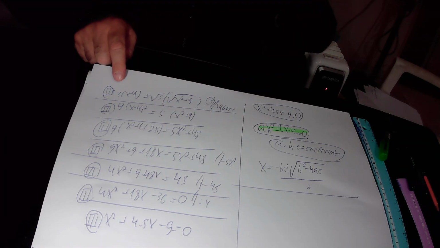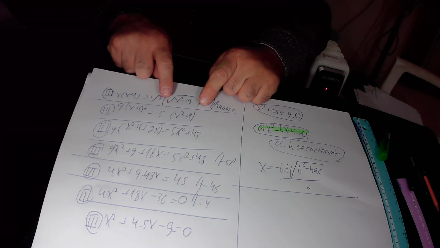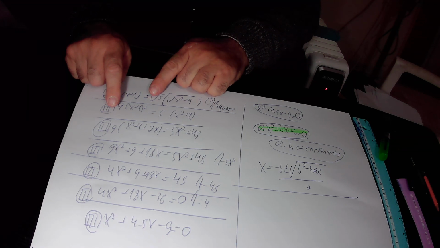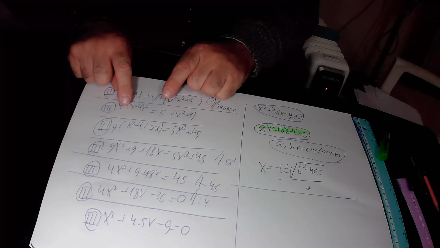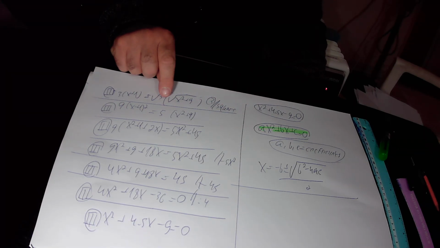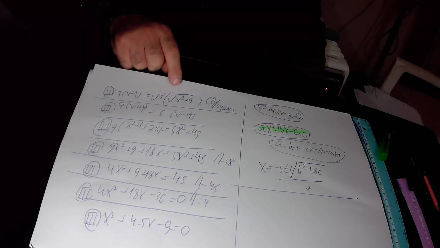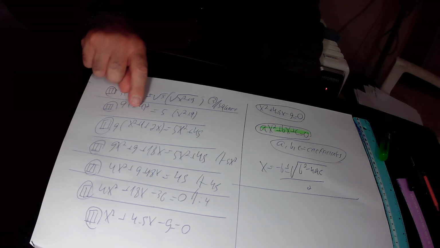So in total we found out that according to equation 3, 9 times x plus 1 squared equals 5 times x squared plus 9. So it is 9 times x plus 1 squared. X plus 1 squared equals x squared plus 1 squared, that is 1, plus 2 times x times 1, that is 2x. And it equals 5 times x squared, which is 5x squared, and 5 times 9 is 45. So in total we found out that 9 times x squared plus 1 plus 2x equals 5x squared plus 45.